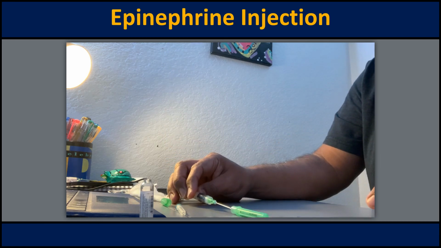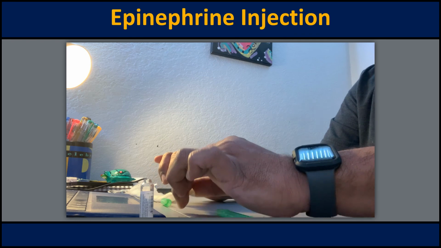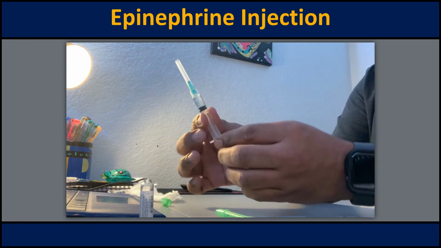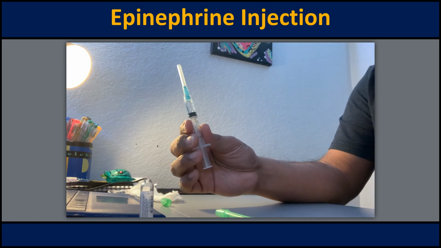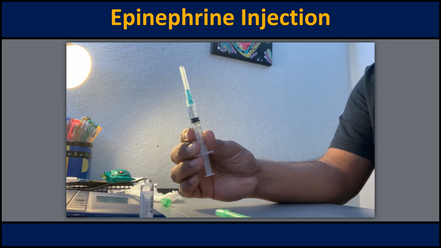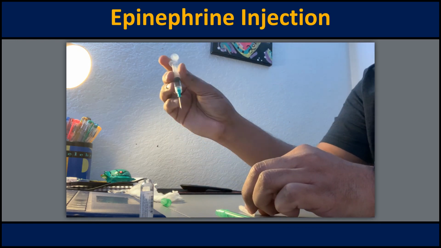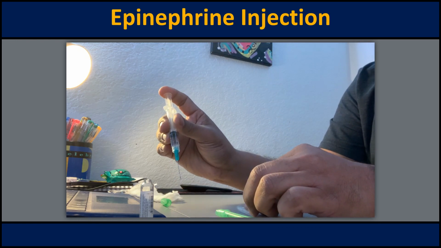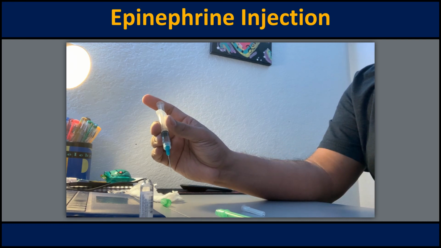After you've done that, replace the filtered needle. Get the needle that you're going to require for the injection. Again, you currently have 1 milligram of epinephrine. Remove the cap. Inject the patient 0.5 milligrams. As always, please follow your local COGs or SOPs.